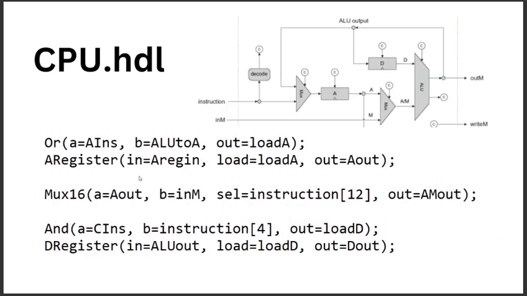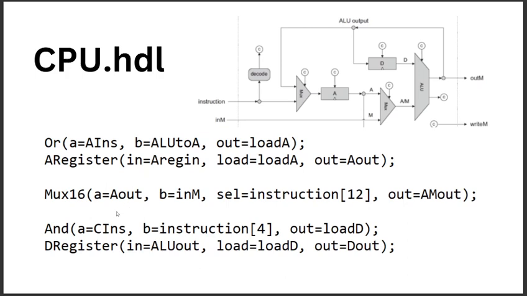Now for the next part, we have an OR gate. The load bit of the A register will be 1 if either the A instruction or the ALU output is to be stored in the A register. The A register is used to store the value that is fed into it. It takes the mux output and the load output from the OR gate as its inputs, and the output, A out, generates the value that is currently stored inside the register.